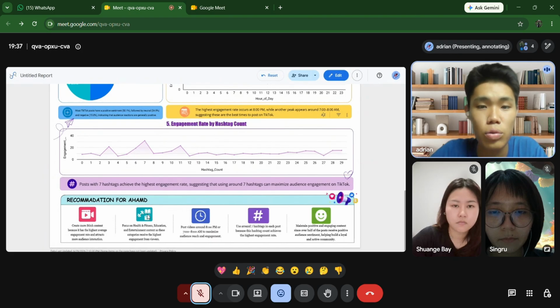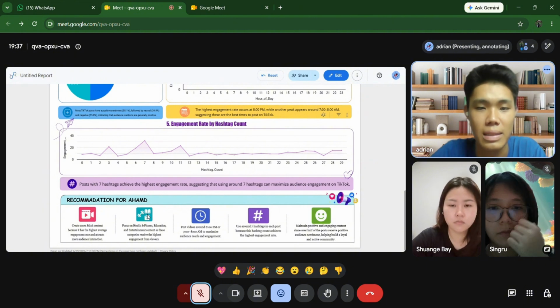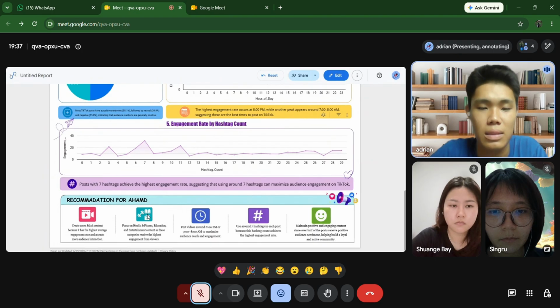However, using too few hashtags may make the video harder to discover. At the same time, using too many hashtags may look messy or less focused. For Ahmad, this means he should use around 7 hashtags for each post. These hashtags should be related to the content category and target audience.